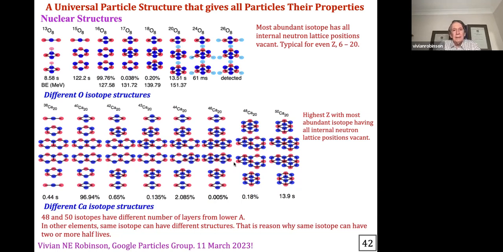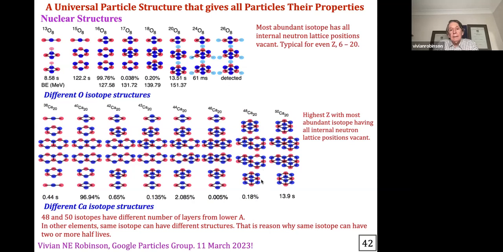when you get to higher Z, around 40, 50, 60, and that sort of thing, you can get many different isotopes. The same isotope of a particular element can have different structures. And it is the structure that determines the stability of the nucleus.